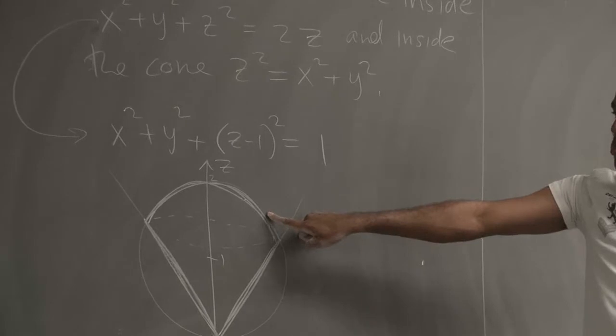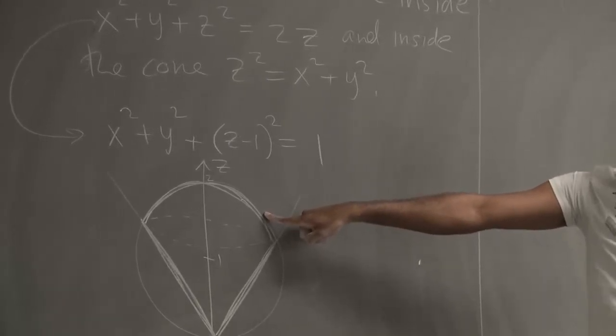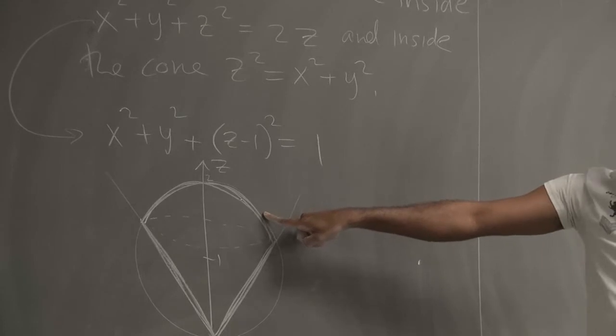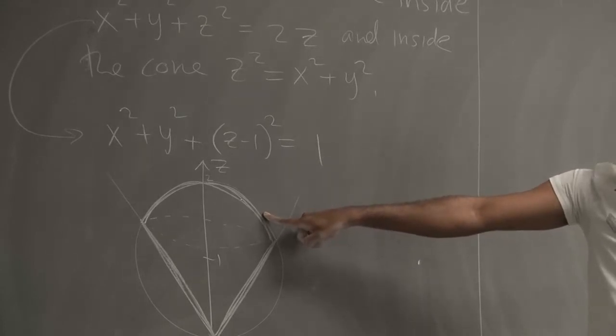Just curious, what would be the equation of this sphere in cylindrical coordinates? Cylindrical. That's the one with polar. r squared plus z squared equals 2z.